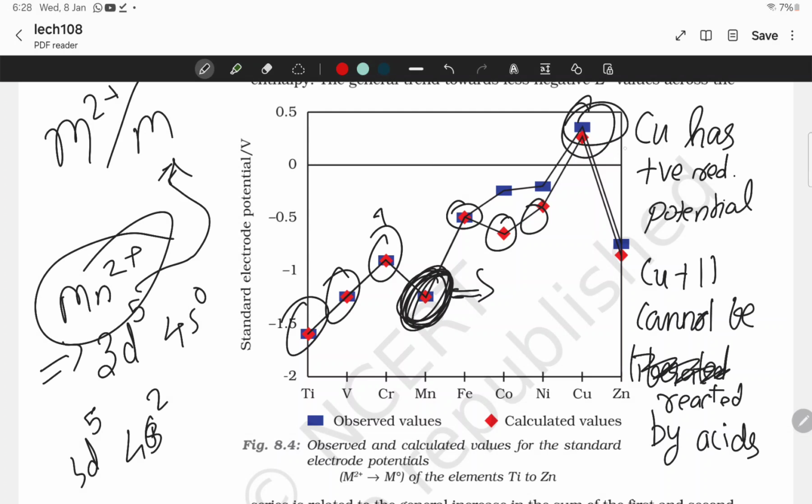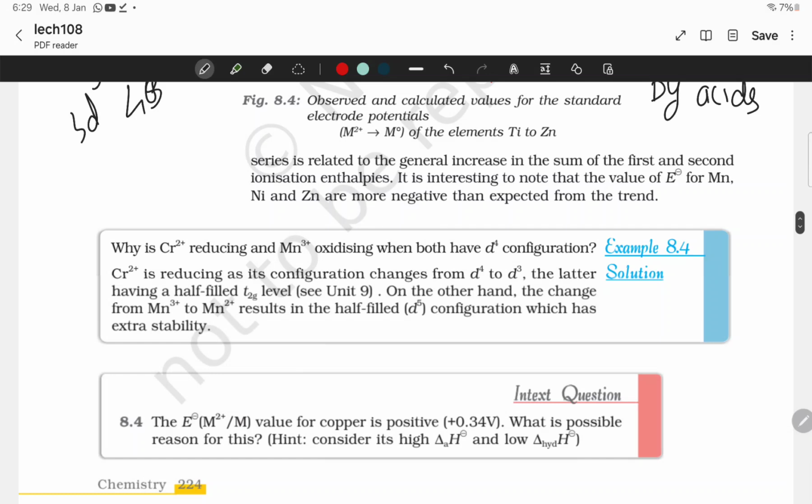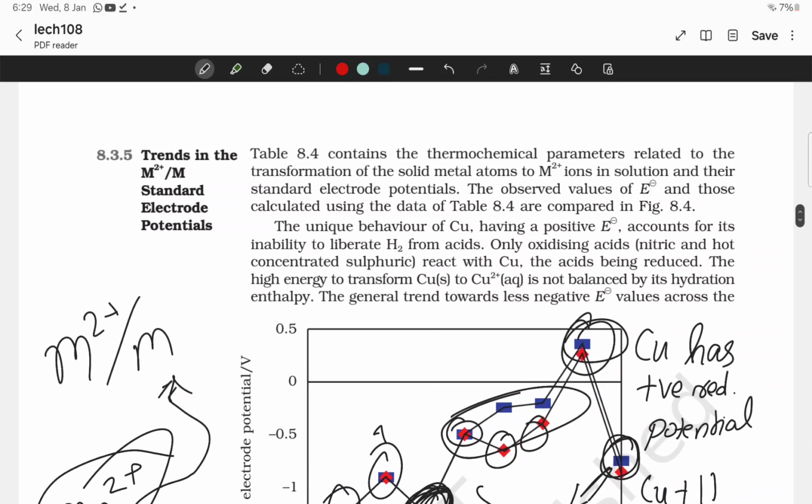and copper is having a positive value. These things are not normally taken, and here zinc is having a low value because of fully filled configuration. Okay. So why does copper have a high positive value?